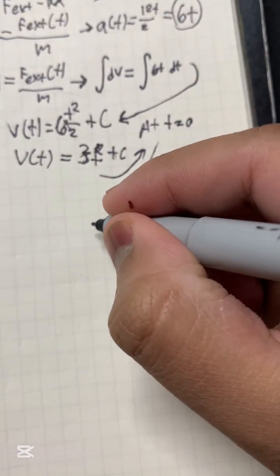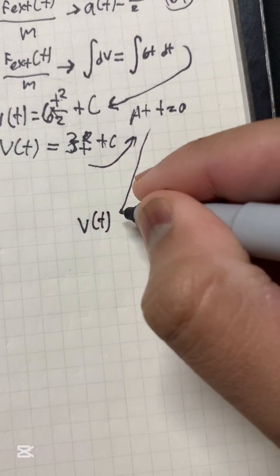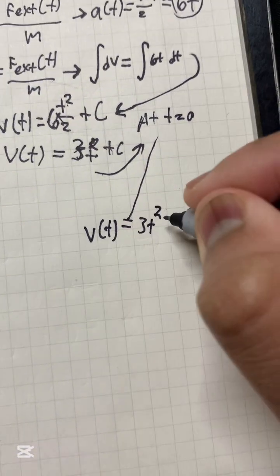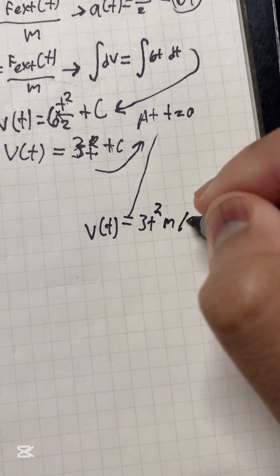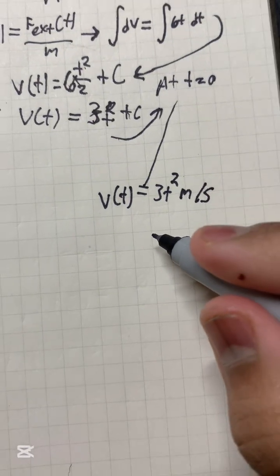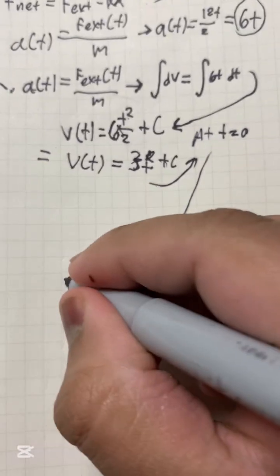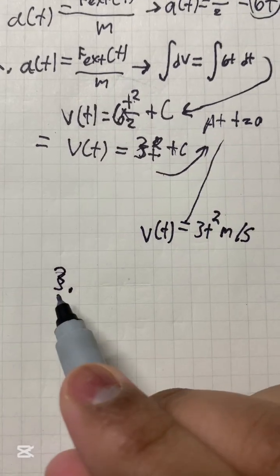Now we know that velocity as a function of time is equal to 3t squared meters per second. That is our final answer, but we have to confirm that it's the true answer. So step 3 is to check the derivative.